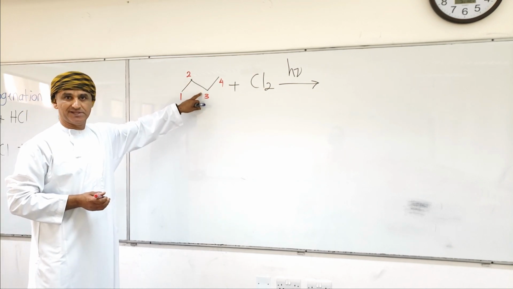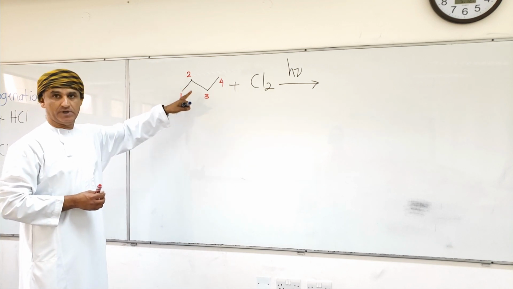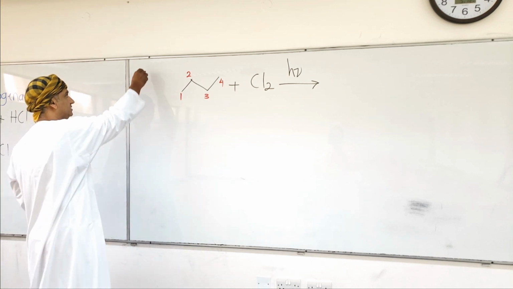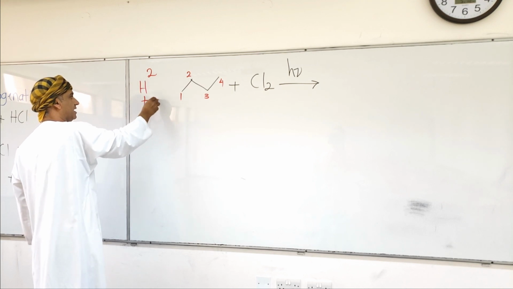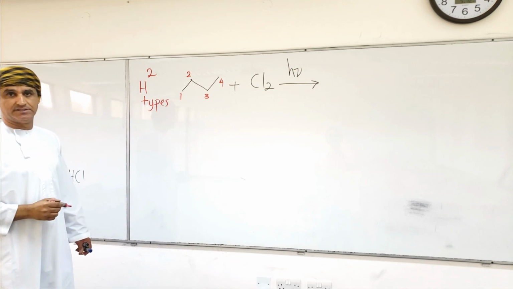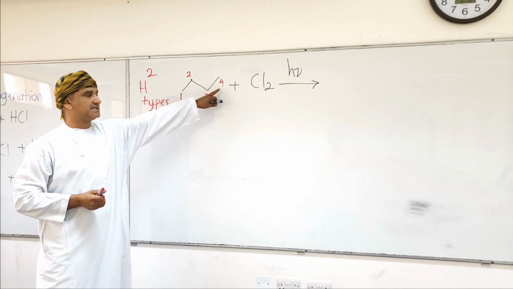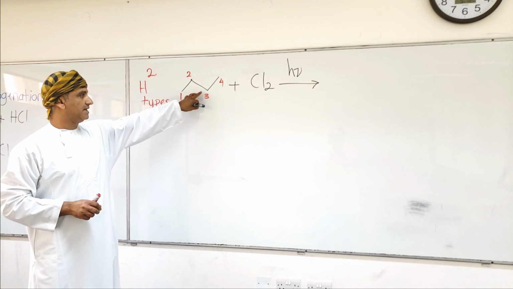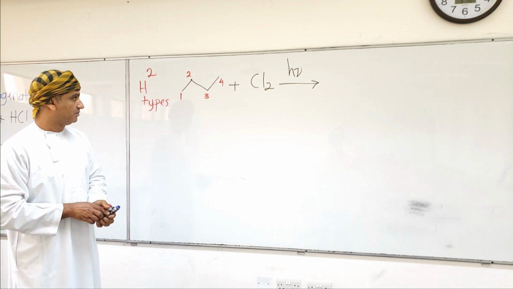Carbons 2 and 3 are of a second type, or rather the hydrogens on carbon 2 and carbon 3 are of a second type. So there are two hydrogen types in this case, and therefore we expect 2 chlorination products. One product would be obtained if one of the 6 hydrogens on the termini is substituted, and the other would be if one of the hydrogens on these 2 methylene groups is substituted. So we get 2 products.